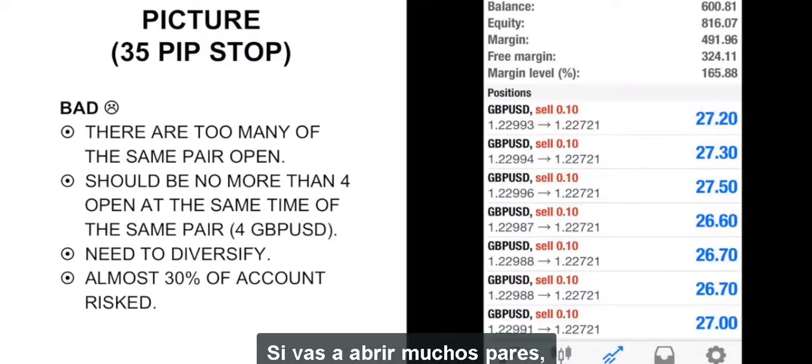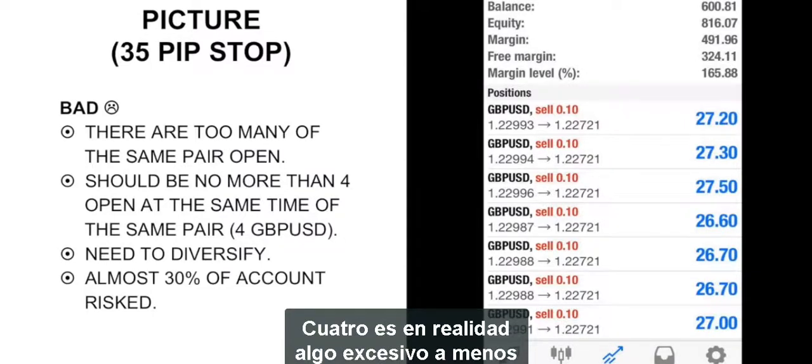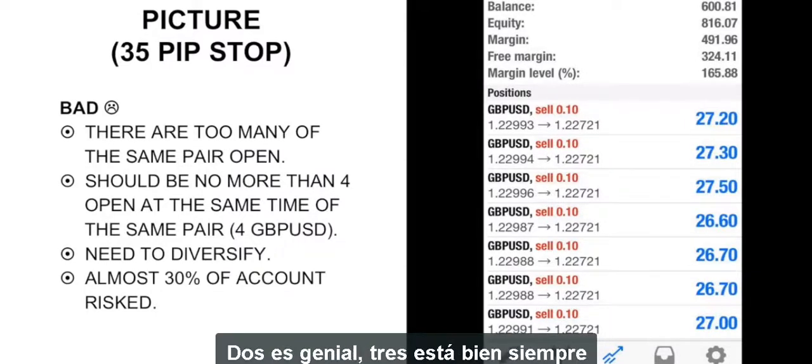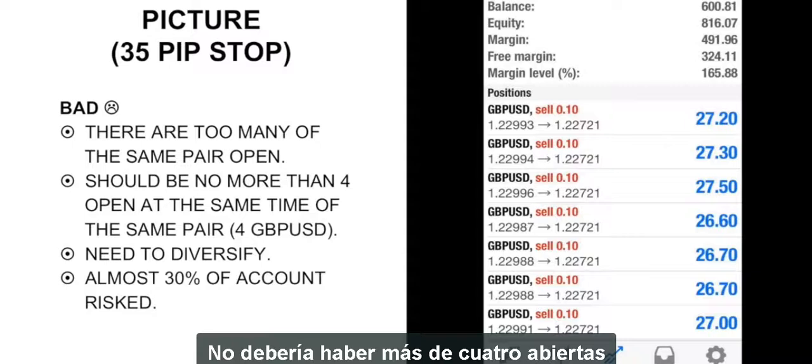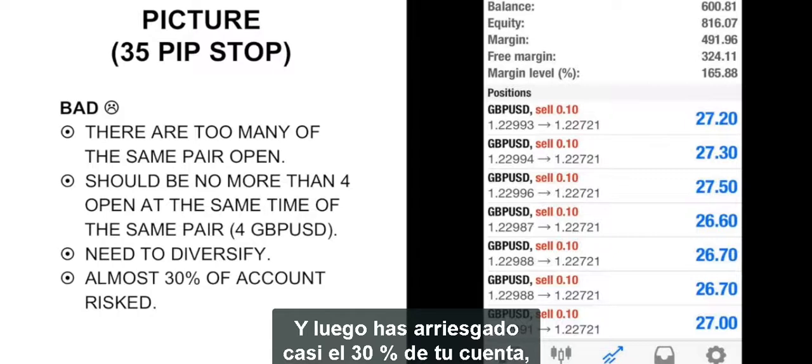If you're going to open up several pairs, then don't go over 4. 4 is actually kind of excessive unless you actually have a strategy. 2 is great, 3 is okay as long as you have a strategy, but 4, and after that, you're just excessive. Alright? There should be no more than 4 open at the same time. I already said that. Okay, need to diversify. The fact that you've got GBP USD and you've got all GBP USD, that's not a very diversified trade. Alright, and then almost 30% of your account has been risked.